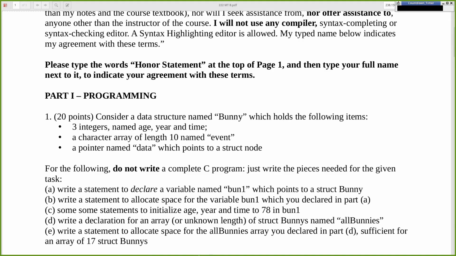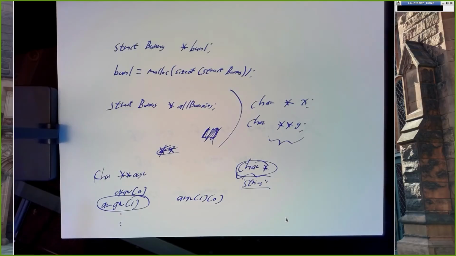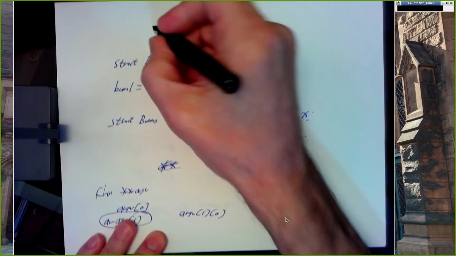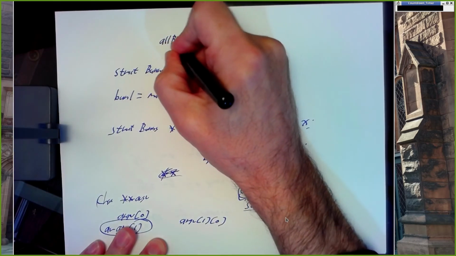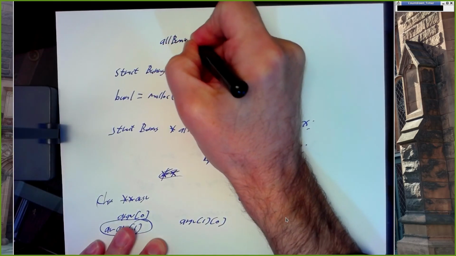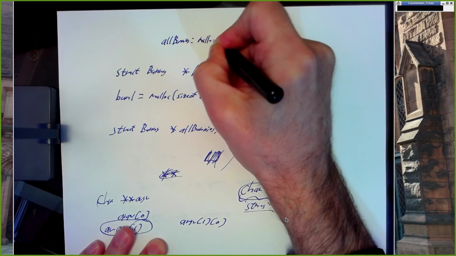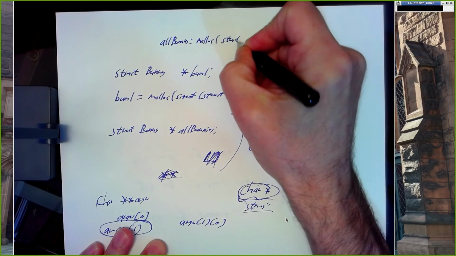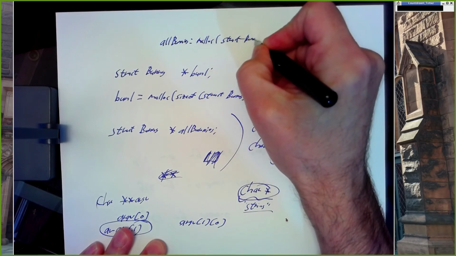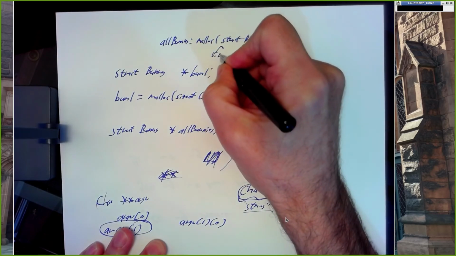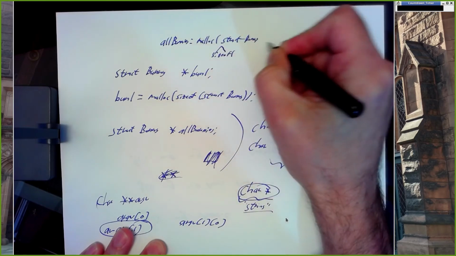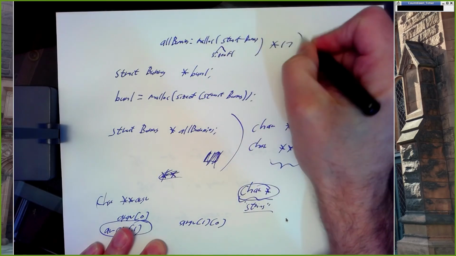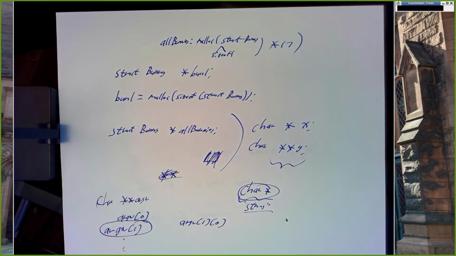All right. And then write a statement to allocate space for the all bunnies array. So that's another malloc call, right? So all bunnies equals malloc. Well, how much space do we need for one of these structures? It's a struct bunny. So we need sizeof struct bunny, and then multiply by 17 because we want 17 of them.